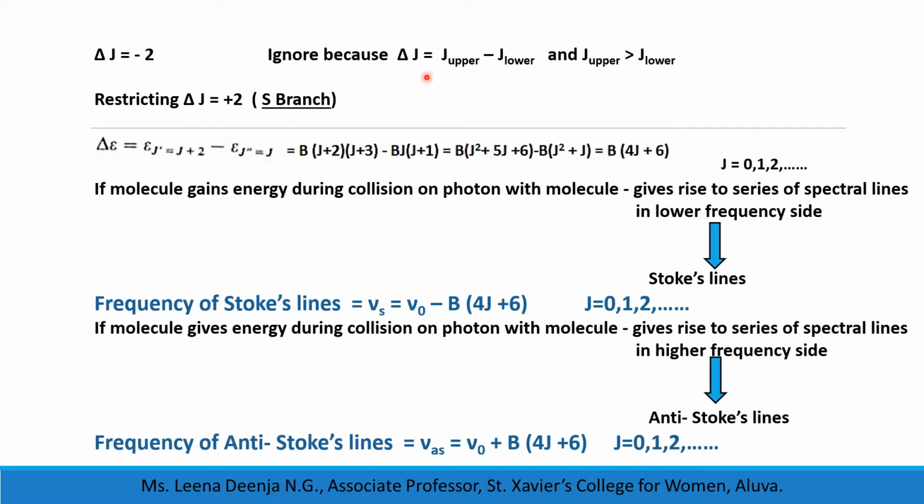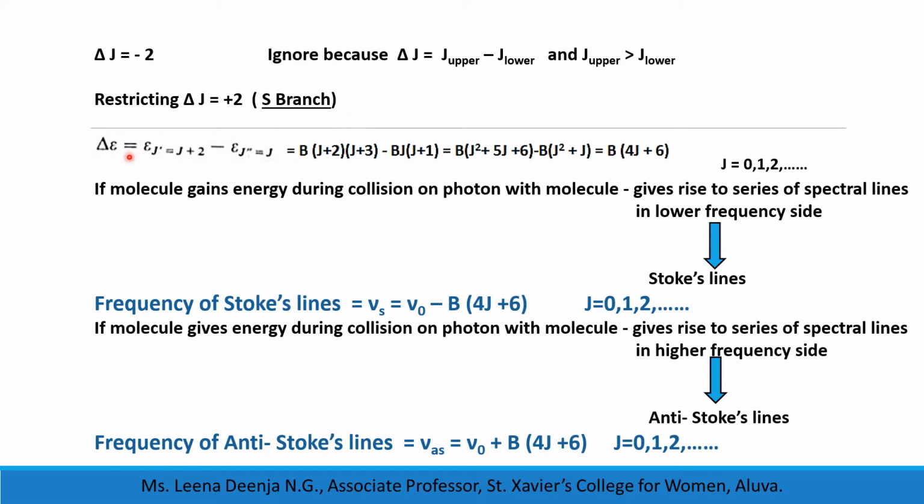According to the convention, delta J is J of upper level minus J of lower level. And we know that J of upper level is greater than J of lower level. Therefore, this delta J is always positive. So we can ignore the delta J equal to minus 2 case. Now we have delta J equal to plus 2. The set of lines corresponding to this transition is known as the S branch lines.